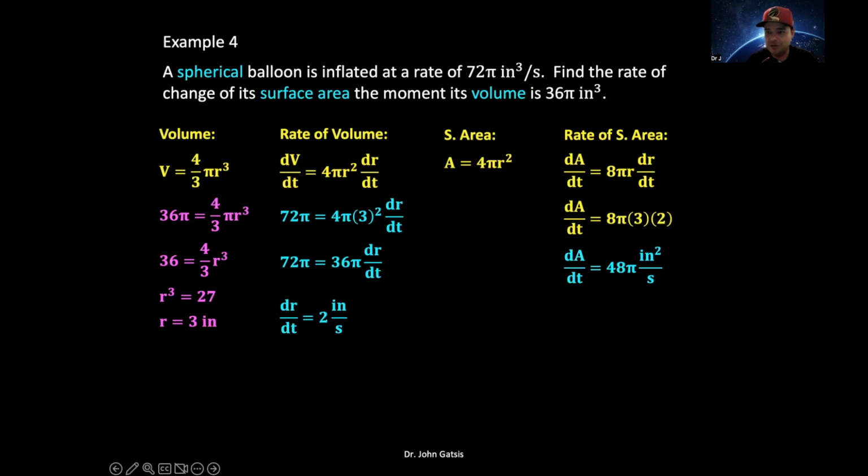Anyways, you can see here. Hopefully, you can even mute me at this point. The answer is 48 pi, and the area has units of inches squared per second. So there you have it.